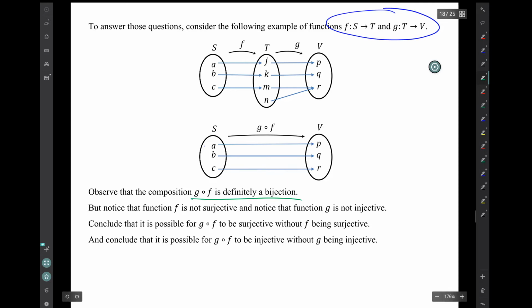On the other hand, notice that f is not surjective because there is no input that will cause n to be output from the function f. And notice that the function g is not injective. m and n both cause an output of r. So we conclude that it's possible for the composition to be surjective without f being surjective. And it's also possible for the composition to be injective without g being injective.